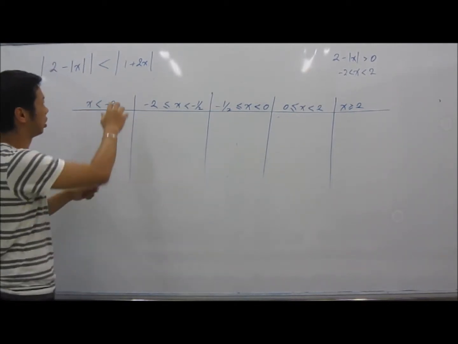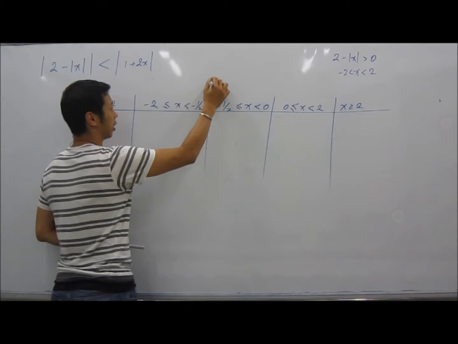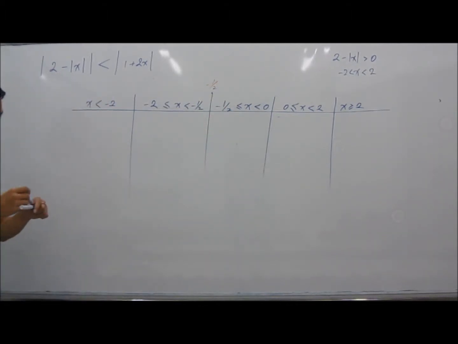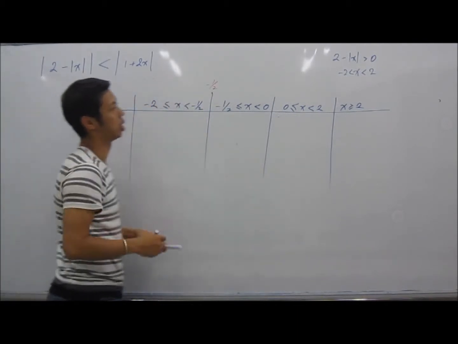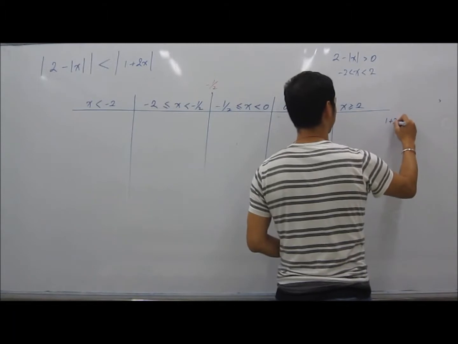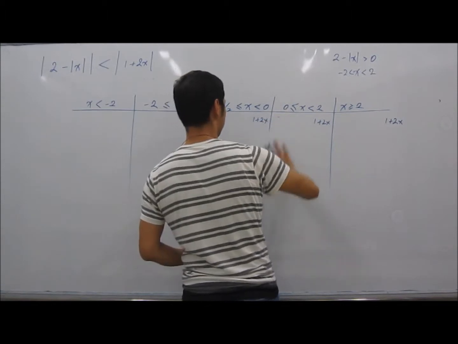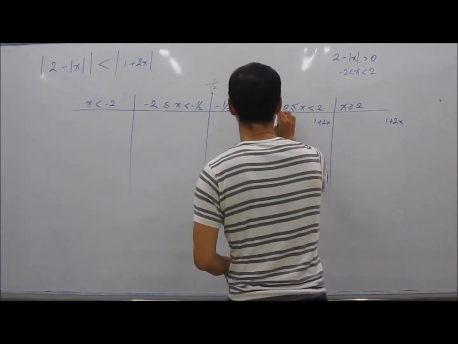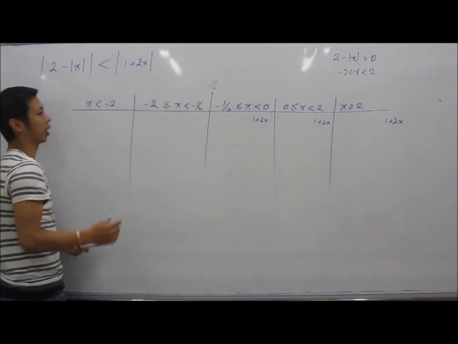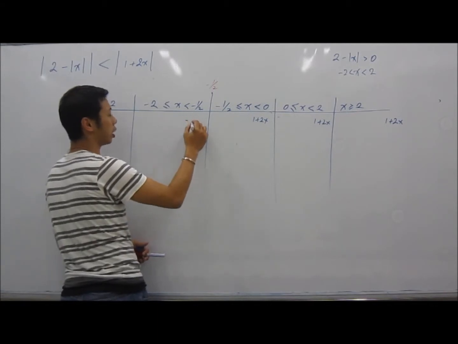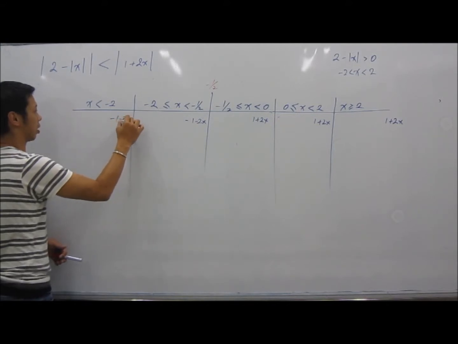The first, easier one I saw is 1 plus 2x. For 1 plus 2x, on the left hand side of negative half it will be positive, so we will not change this. So it's 1 plus 2x, 1 plus 2x, 1 plus 2x. After that, when we pass through to smaller than negative half, all the 1 plus 2x will be smaller than 0. That means it's 1 minus 2x and 1 minus 2x.